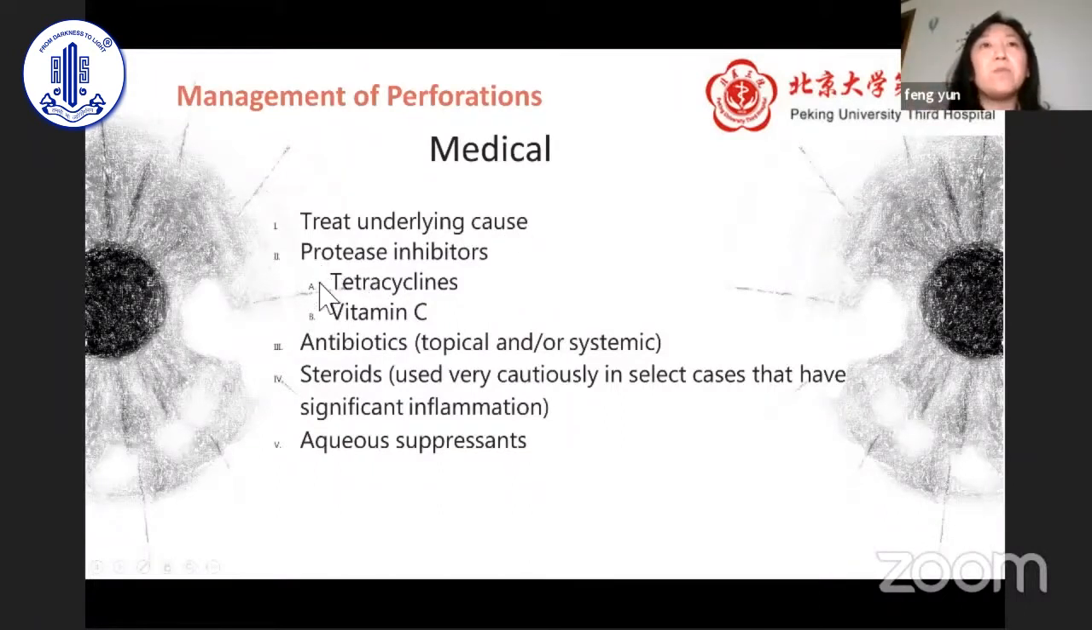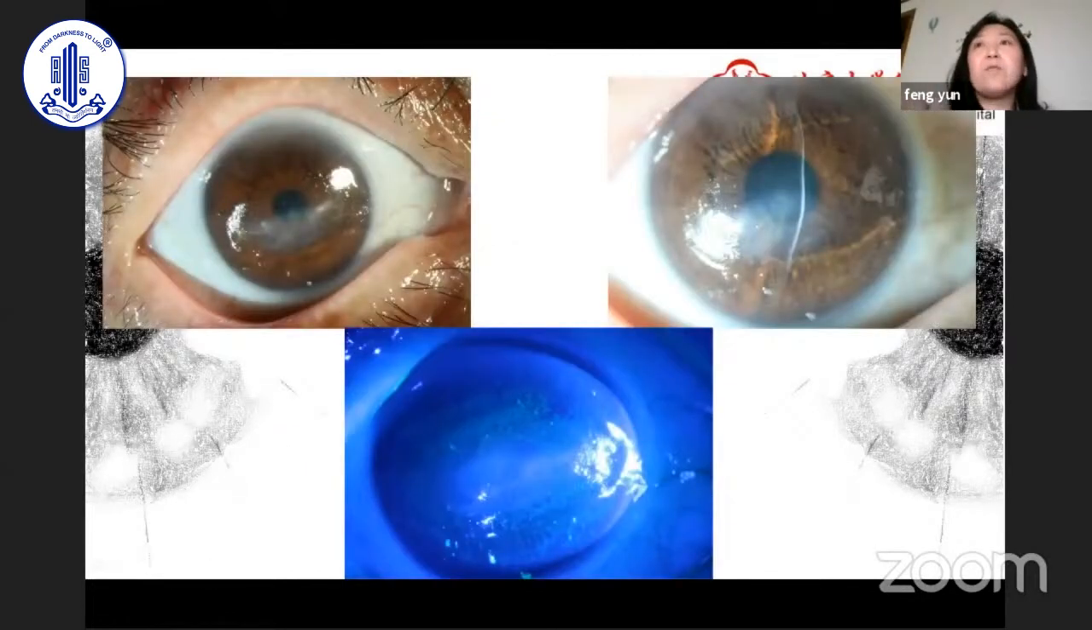Sometimes we use proteinase inhibitors, oral medications, to prevent the collagen from melting. Antibiotics are also very important, both topical and systemic. I'll show that later. Aqueous humor suppressors are also important.